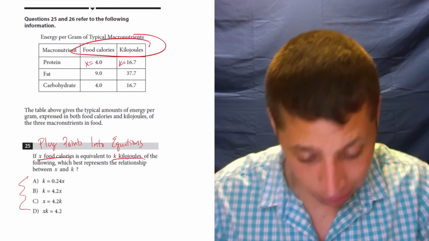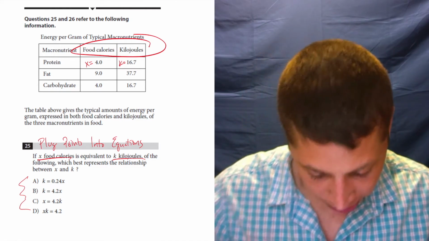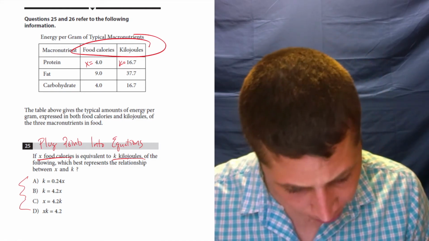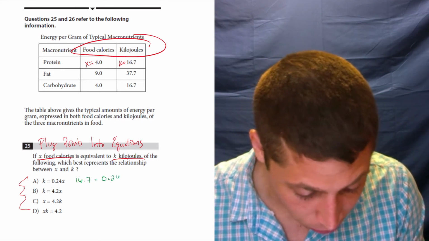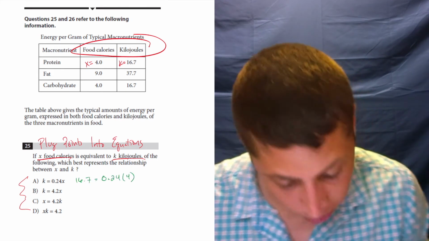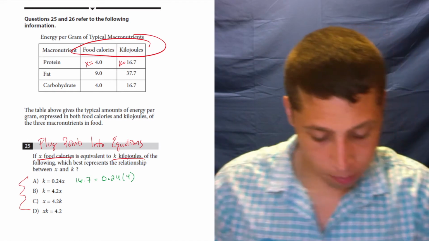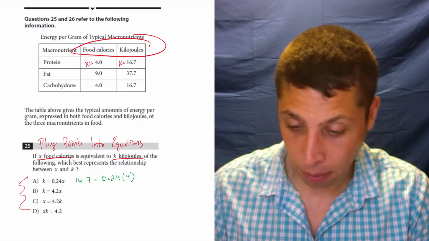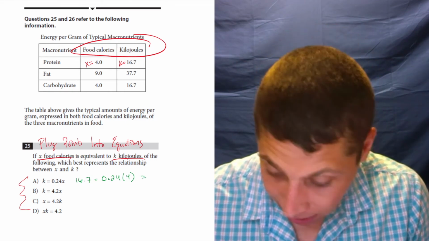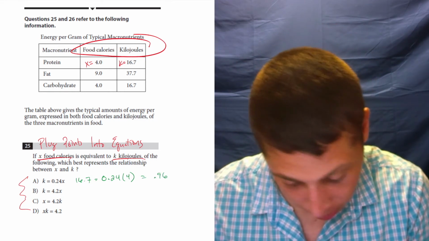So let's just do it. Let's do it by hand here. Let's change color just to kind of get things a little situated here. So 16.7 is equal to 0.24 times 4. Well, that's not going to be right because that's too small. 0.24 times 4 is 0.96, so that doesn't work.